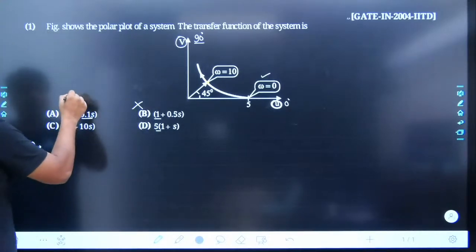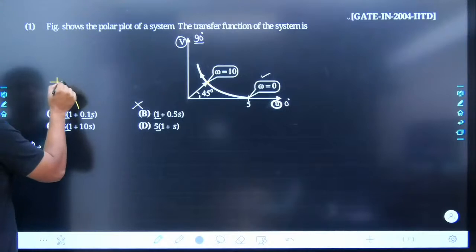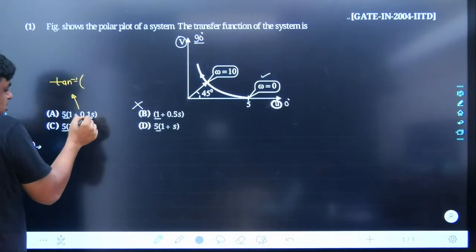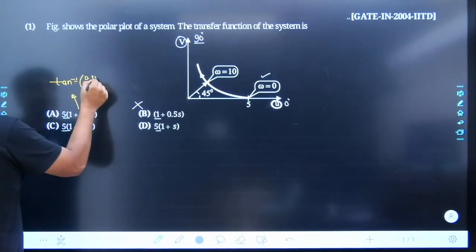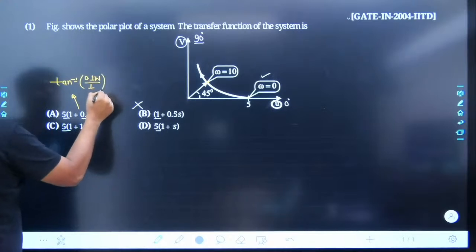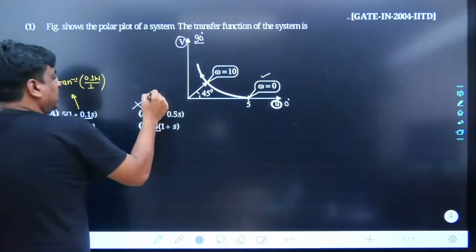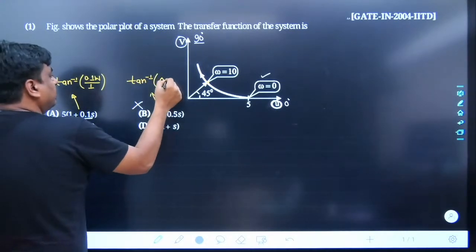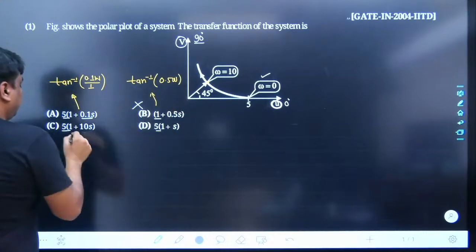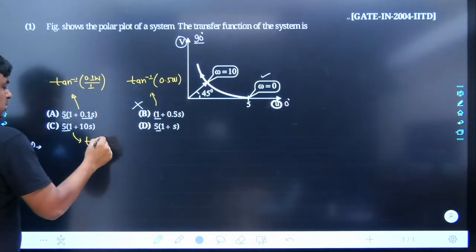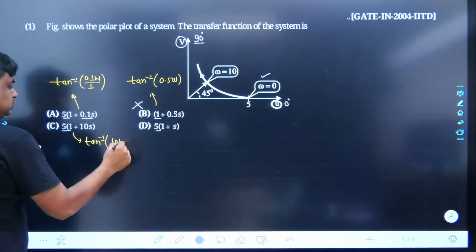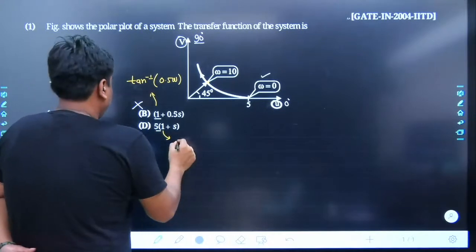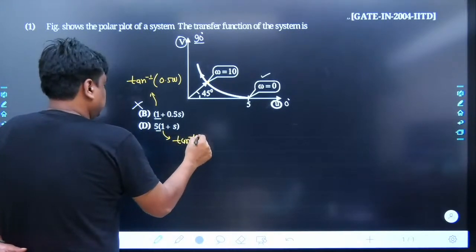See, if you try to calculate the angle offered by this system, that would simply be tan inverse of the imaginary part. The imaginary part had been j omega 0.1, or I simply call it 0.1 of omega, and towards the denominator side it's simply going to be 1. Here the angle offered by the system is simply going to be tan inverse of its imaginary part, that had been 0.5 times omega, and here it's going to be tan inverse of 10 times omega, and similarly here it's going to be tan inverse of omega.